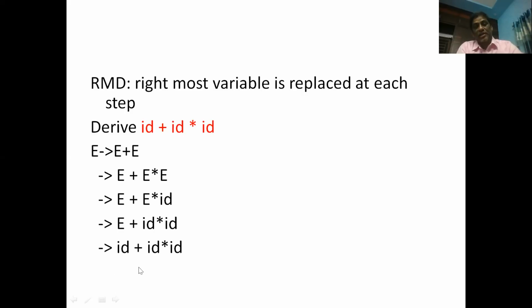That is how you can reproduce id plus id star id using which method? Rightmost derivation. So you can derive a string from a given grammar with the help of either leftmost derivation or rightmost derivation.